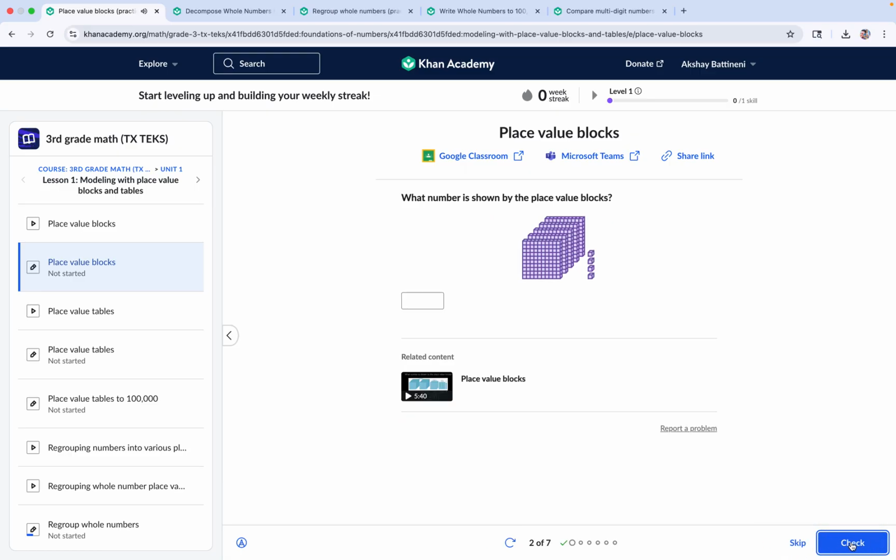Let's go to the next problem. What number is shown by the place value box? Again, I will give you some time to do it. Pause the video if you need some time. Okay. Hopefully you got it, but now I'll show you how to do it.